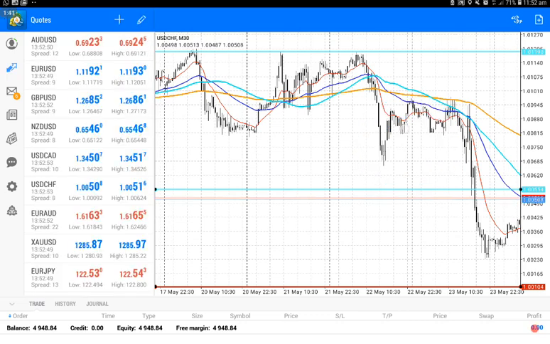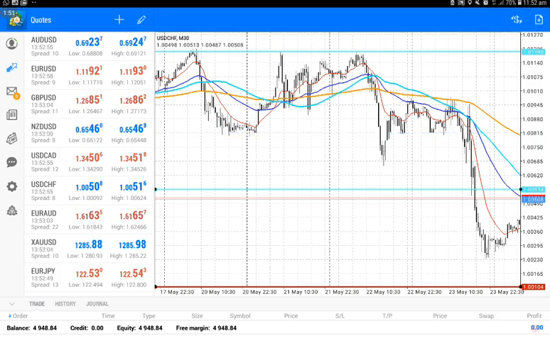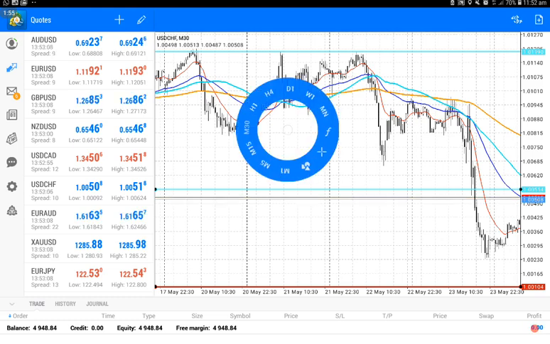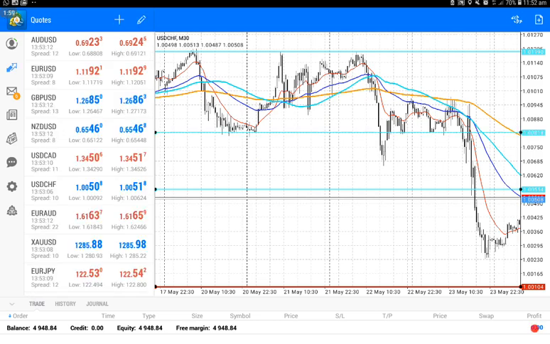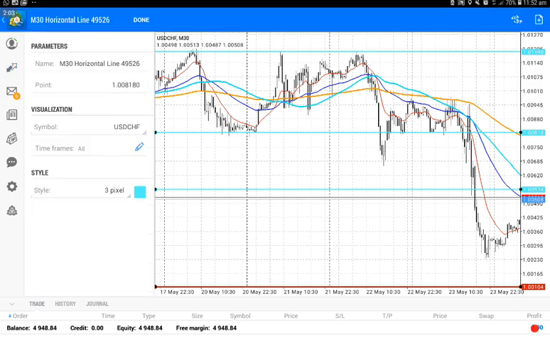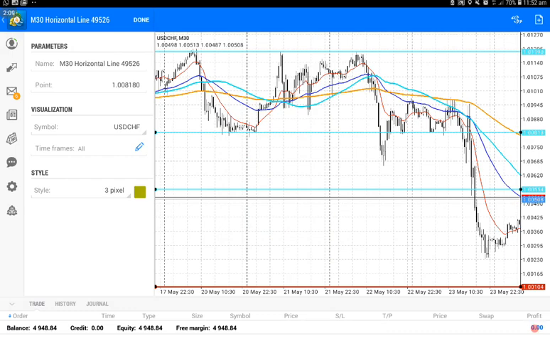Let me put it here. So I'll add one in this middle here. This is a very good support as well. And I want to change the color of that. I'll change the color. Oh, sorry about that. I think I removed it instead of changing the color. Okay, so I will change the color of that, edit, and change the color to, let's say, olive here.